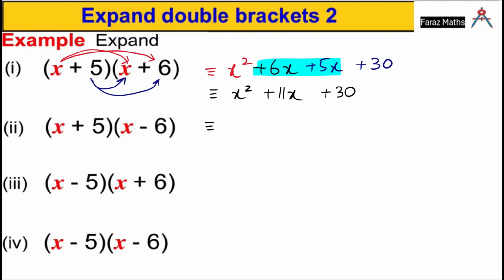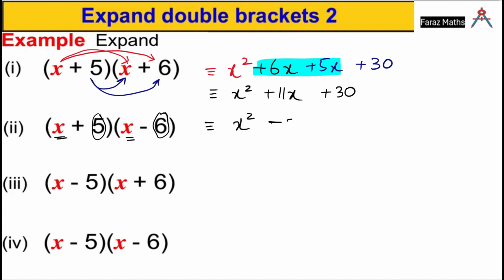Okay, now let's try to solve it directly. The first two terms, x times x, x squared, and then plus 5 minus 6. Like the way we did here, plus 5 plus 6 is plus 11x. So plus 5 minus 6 is, one number is positive, other is negative. We have to do subtraction. So 6 minus 5 is 1. And we have to use the sign of the bigger number. So just compare the numbers 6 and 5. You can say that 6 is bigger than 5. So we have to use the sign of the bigger number, minus.